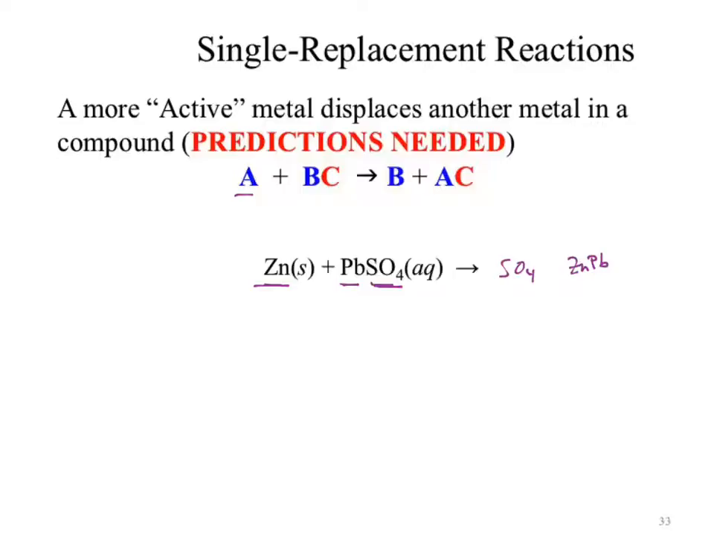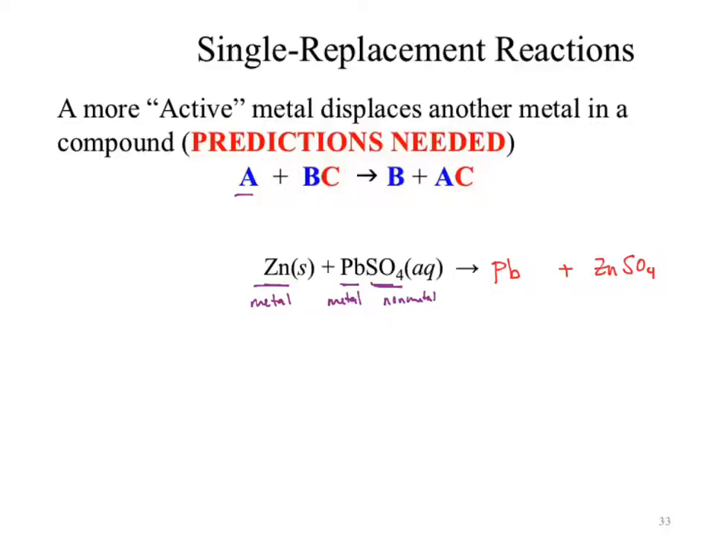This comes from recognizing patterns. We are exchanging the things that are most similar to each other. What is zinc? A metal. What is lead? A metal. What is sulfate? Non-metal. Which things are most similar? The 2 metals. Exchange the 2 metals. I will end up with lead plus zinc sulfate.